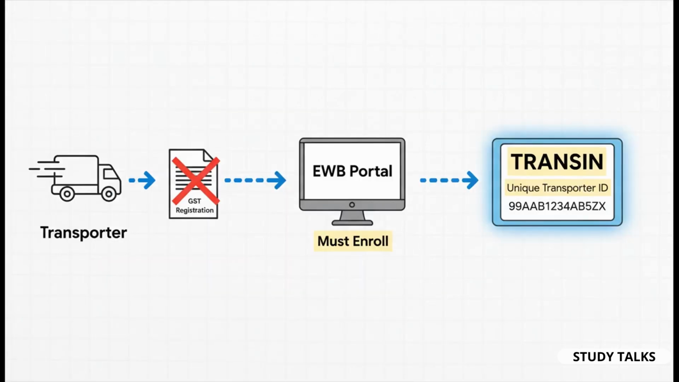Now, you might be thinking, what if my transporter is a small operator, not even registered under GST? Great question. They still have to play by the rules. They need to go to the e-way bill portal and enroll to get a 15-digit unique transporter ID, or what's called a TRANSIN. This lets them operate within the system without needing a full-blown GST registration.